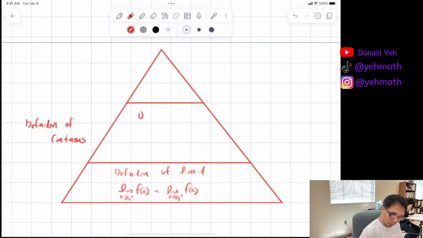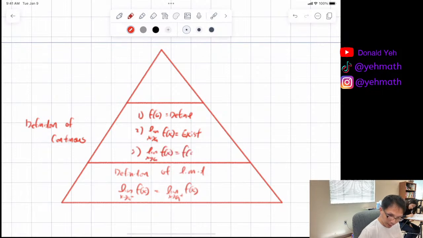Okay, so that is one: f of a must be defined. And two, the limit as x approaches a of f of x must exist. Number three, the limit as x approaches a of f of x must equal f of a. And that's the situation that we talk about.